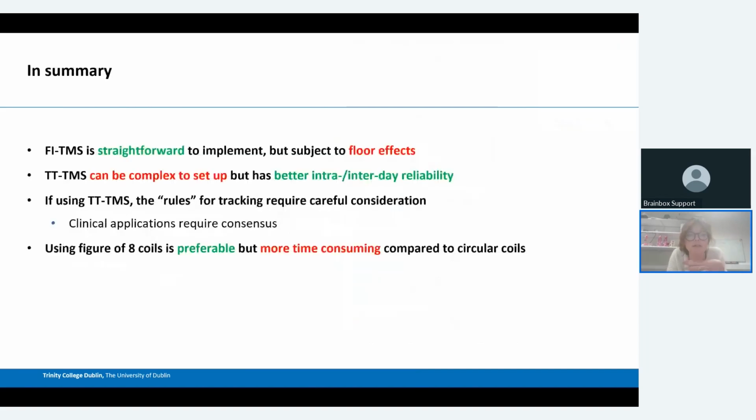So to wrap all that up, fixed intensity TMS is very straightforward to implement, but subject to floor effects. Threshold tracking TMS can be complex to set up. I say again, that's becoming increasingly easier, but it has better reliability and no floor effects. If you're using threshold tracking TMS, the rules by which you perform this tracking need to be carefully considered depending on who you're studying, the disease cohort, etc.